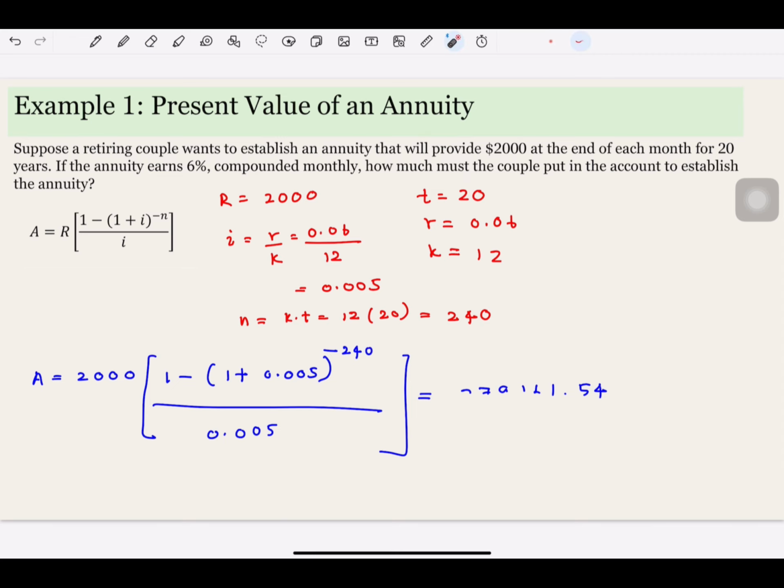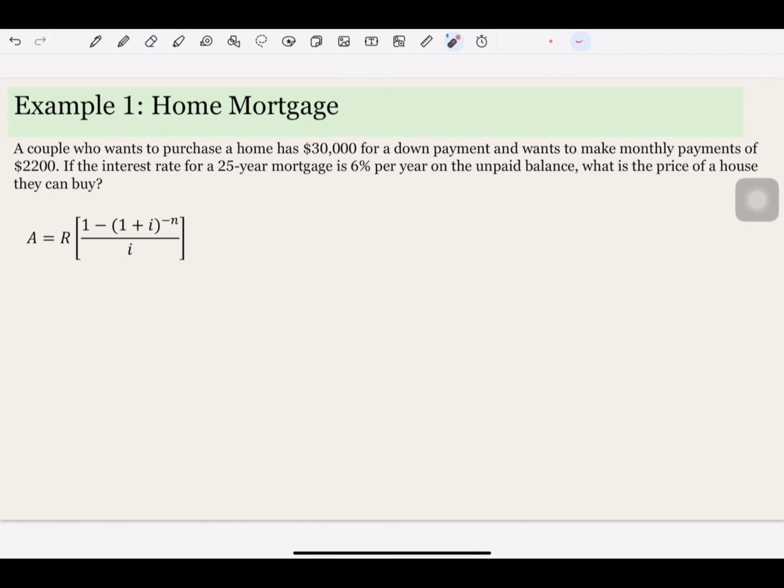Okay, now let's move into the next example. This example is about a home mortgage. Take a few minutes to read this problem. This problem is about a couple who wants to buy a house. They have $30,000 saved for a down payment and are comfortable making a monthly payment of $2,200 on a 25-year mortgage, and the interest rate is 6% annually, compounded monthly. What we have to find out is the maximum price of the house that they can afford.